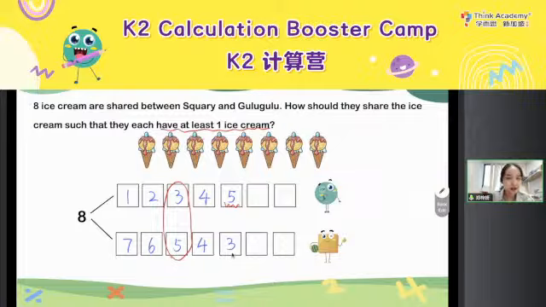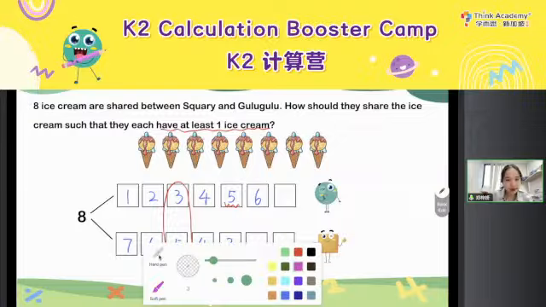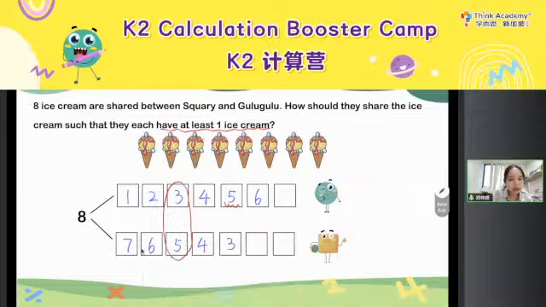Okay. So now based on that, can you tell me if I give Glue Glue 6 ice creams, 2 seconds, get me the ice cream for Squarry? How many? Very well done. Now, this time you can look at the previous one. For 8, it can be split into 2 parts as 2 and 6, which means if we already have 1 part as 6, the other remaining part must be 2 to make it back to 8, right?